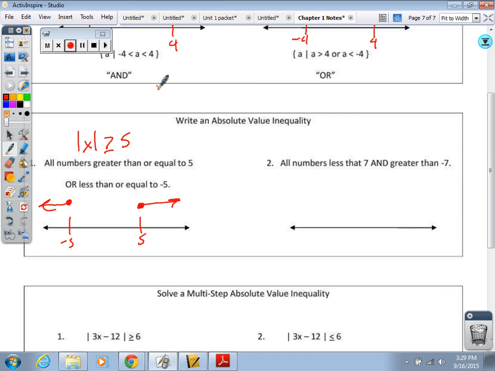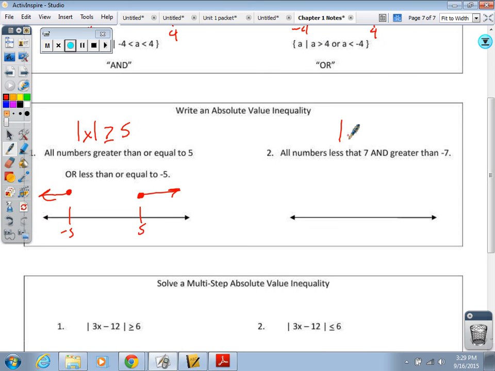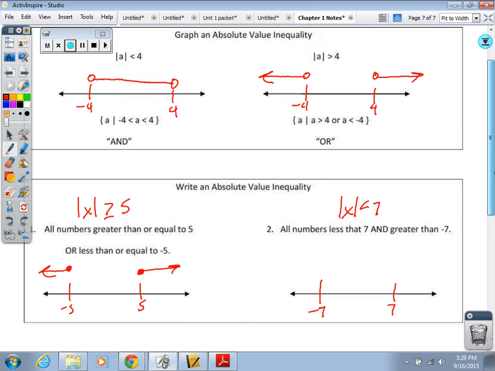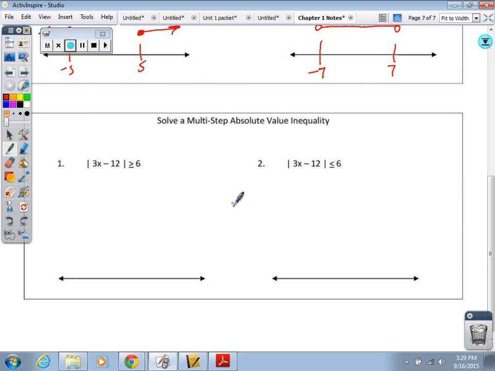Now we want an and. So remember, and is absolute value is less than or equal to. So absolute value of x is less than 7, okay, because there's no equal to. And so if we want an and, we want a negative 7, and we want a positive 7. And remember what that graph looks like? That's an open circle. Okay, and we're looking for everything in between. So there you go. And then the last piece is we want to be able to solve multi-step absolute values. Okay, so let's do that. And then, like I said, we're all done, guys.